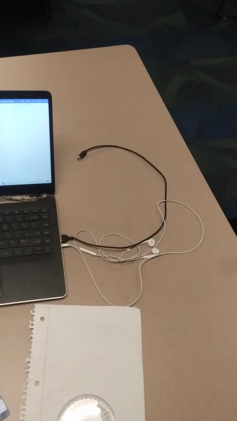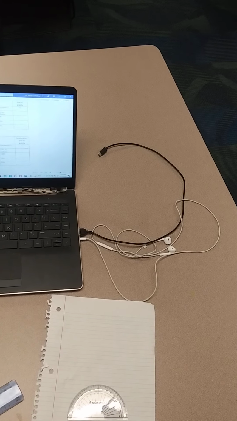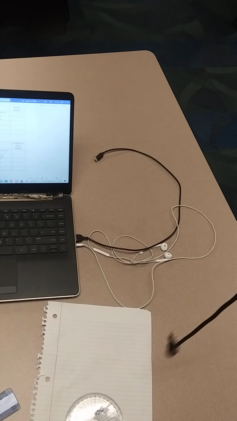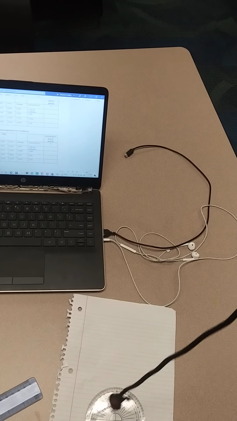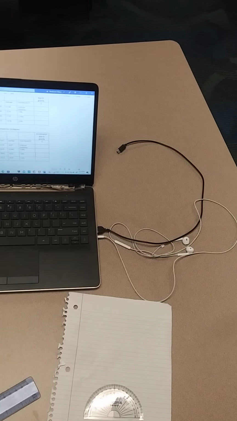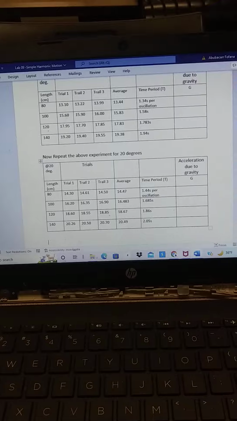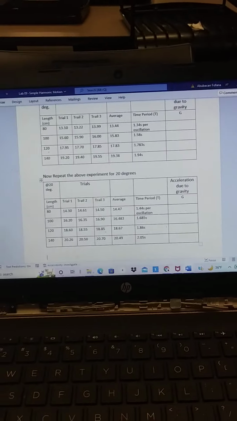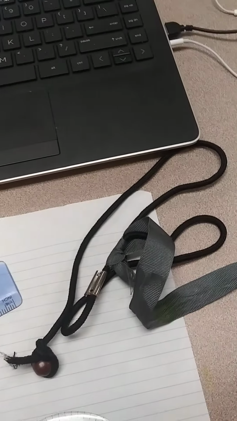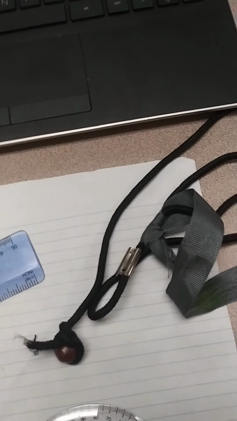For the 20 degrees, the time is a little bit higher than for the 10 degrees, because I think the bigger the angle, the more time it takes to oscillate from one side to the other. Like I said, I don't have another timer to record it. I wish I had a better string, because it would have made life easier. But this string kind of worked and helped me figure out the times for each length.